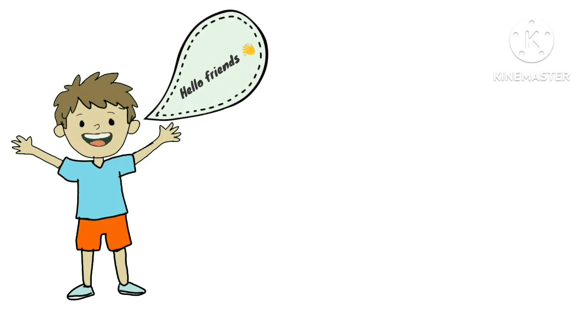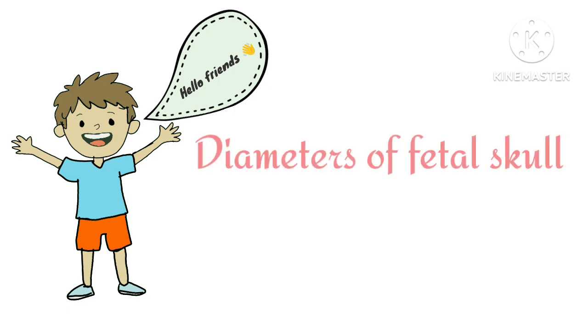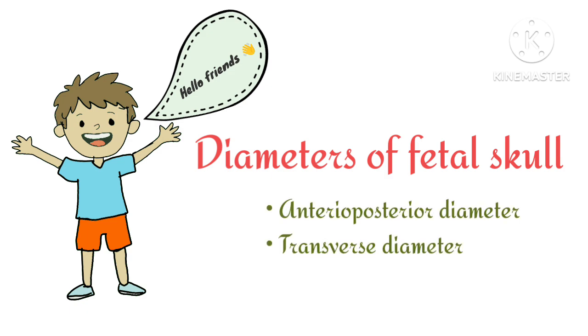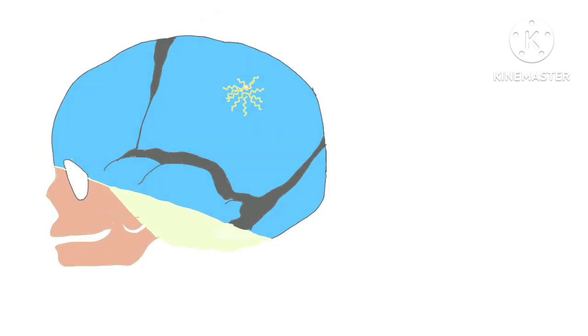Hello friends. In the last video, we learned about basic anatomy of fetal skull, including its bone, suture and fontanelles. In today's video, we will discuss the different diameters of fetal skull. The fetal skull has two main types of diameter, anterior-posterior diameter and transverse diameter. Let's first look at anterior-posterior diameter of the fetal skull.